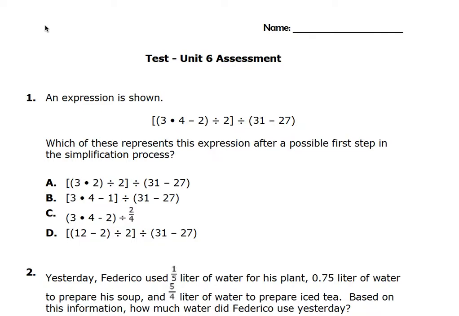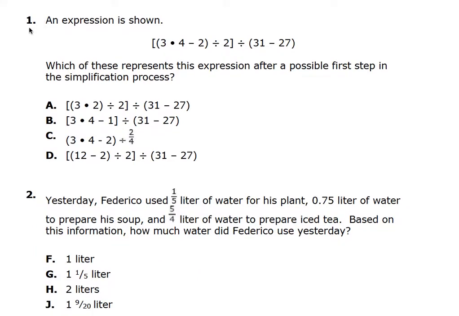Alright, number 1. An expression is shown. Which of these represents this expression after a possible first step in the simplification process? A, B, C, or D?